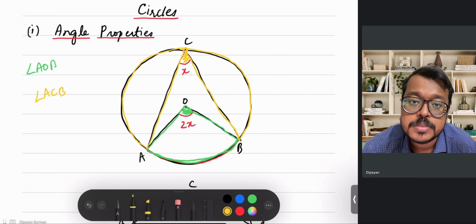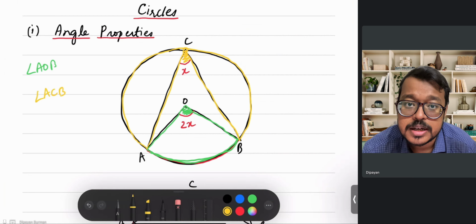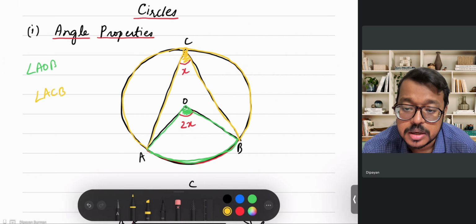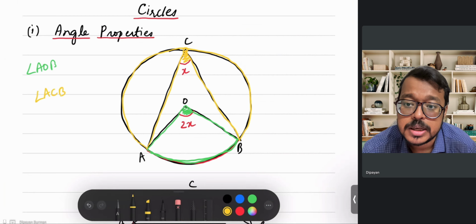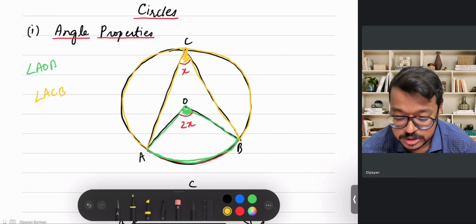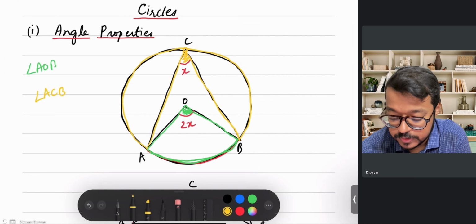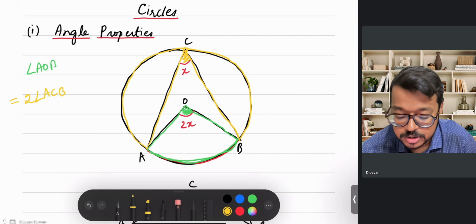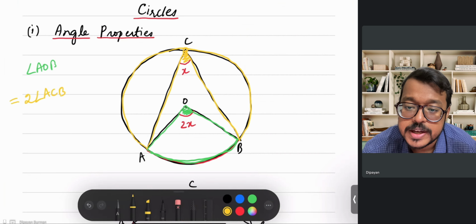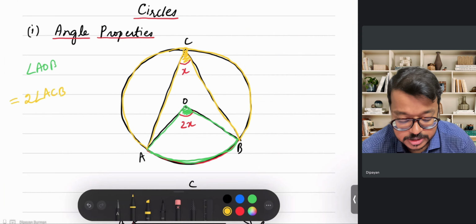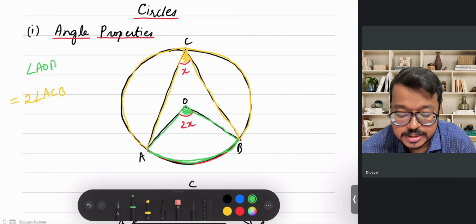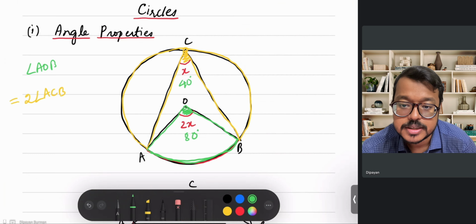And this theorem states that the angle at the center, which is angle AOB, will be twice the angle subtended at the remaining part of the circle. So in this situation, angle AOB will be equal to 2 times angle ACB. Or if I say that angle ACB is x, AOB will be 2x. If I give an example with numbers, if I say angle ACB was 40 degrees, then AOB will be 80 degrees.